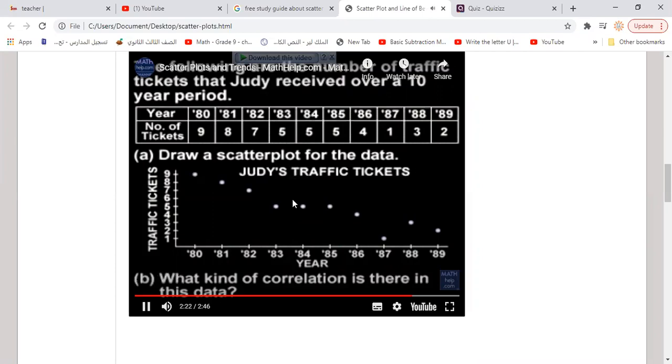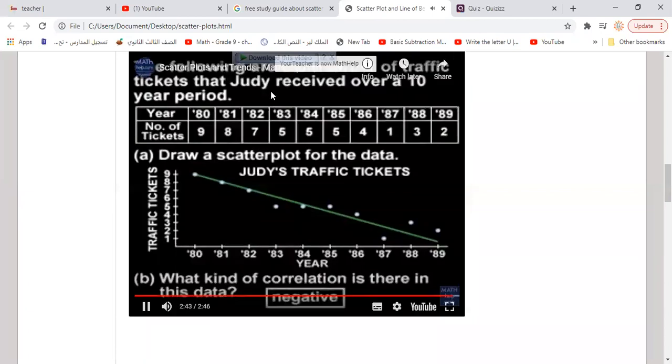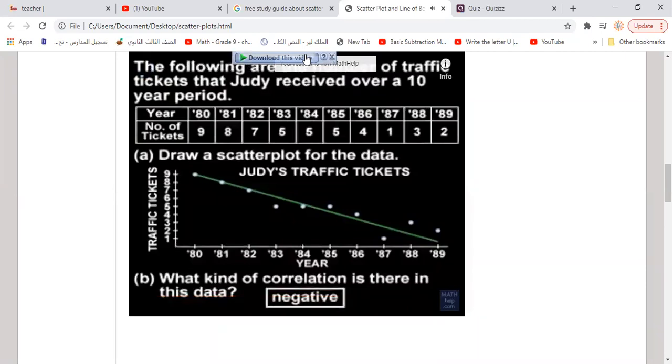Notice that there seems to be a best fit line. Draw a line that matches the points. This line will be the best fit line. In the scatter plot, notice that as the years get bigger, the number of tickets gets smaller. Since as the x values increase, the y values decrease, we say that there's a negative correlation.